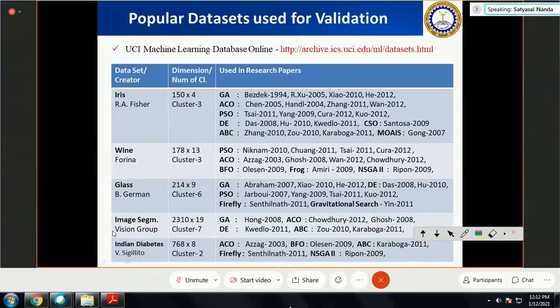Whenever you are going to propose a new algorithm, whether a nature-inspired algorithm or any other algorithm, you have to test it on several benchmark datasets. There is the UCI machine learning database, with certain benchmark datasets like iris, wine, glass, image segmentation, and diabetes, on which you can test your algorithm and justify that your algorithm is superior or inferior compared to these benchmark algorithms.